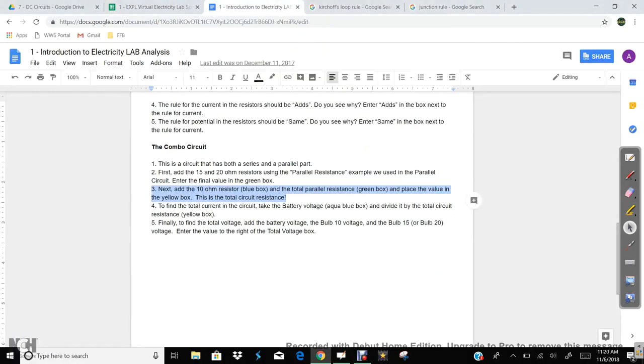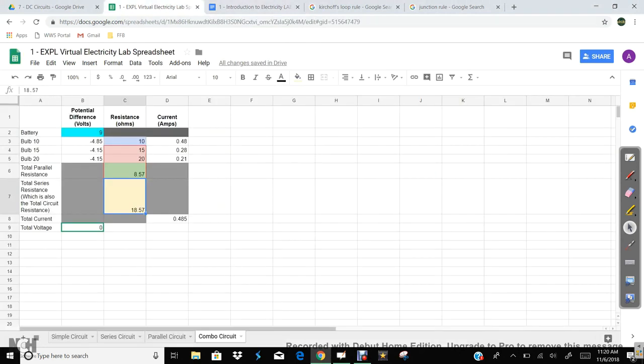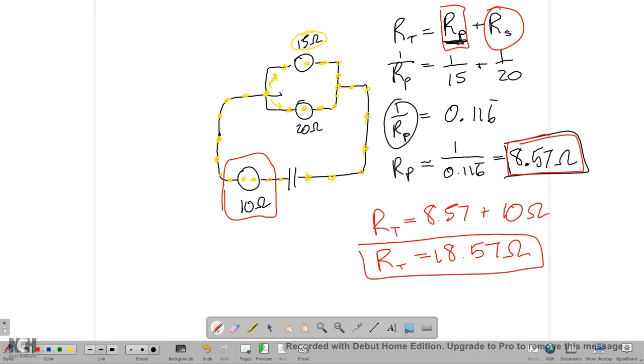All right. Last part here, to find the total current in the circuit, take the battery voltage in the aqua blue box and divide it by the total circuit resistance in the yellow box. So that's what I've done down here, the total current down here. You can see I entered an equation that takes B2, which is the total voltage, and I've divided that by the total resistance. So just for our purposes here, let's go ahead and show that the total current is equal to the total voltage divided by the total resistance.